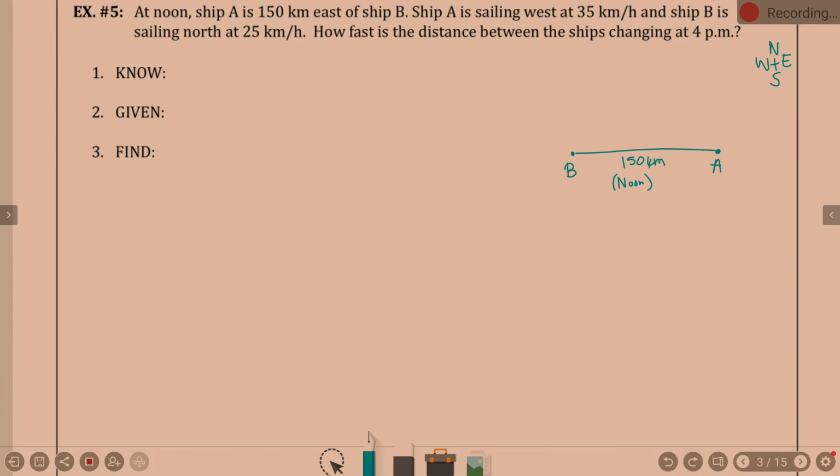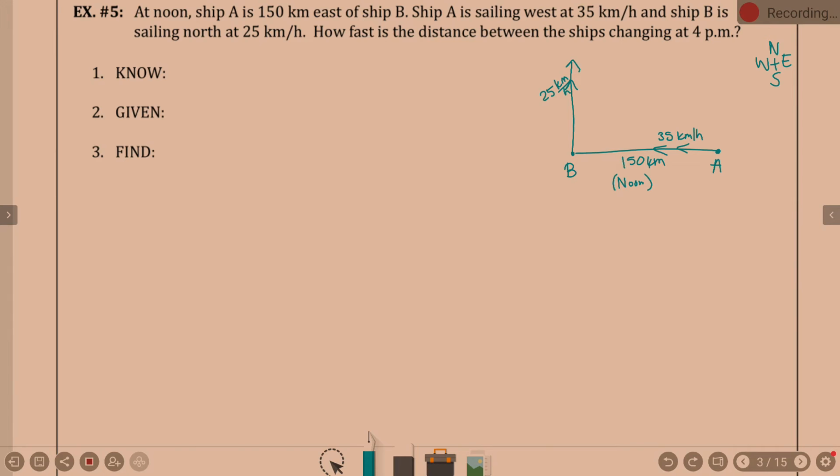Ship A is sailing west at 35 kilometers per hour. So it's going that way at 35 kilometers per hour. Did I use X and Y on this? Kind of. Okay. And ship B is doing what? Sailing north at 25 kilometers per hour.